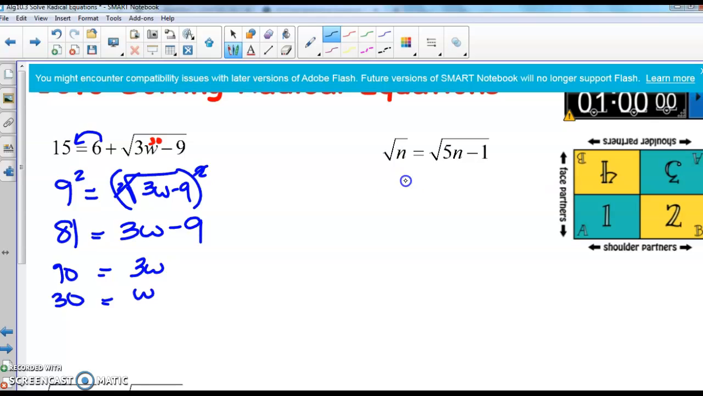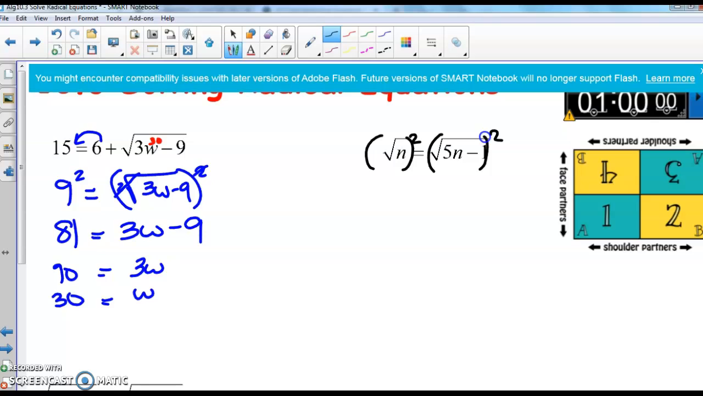Now here you see a radical on both sides. Are you going to put them together, or are you going to leave them separate? Leave them separated. If there are two radical expressions, put one on the left, put one on the right. Then you square both sides.